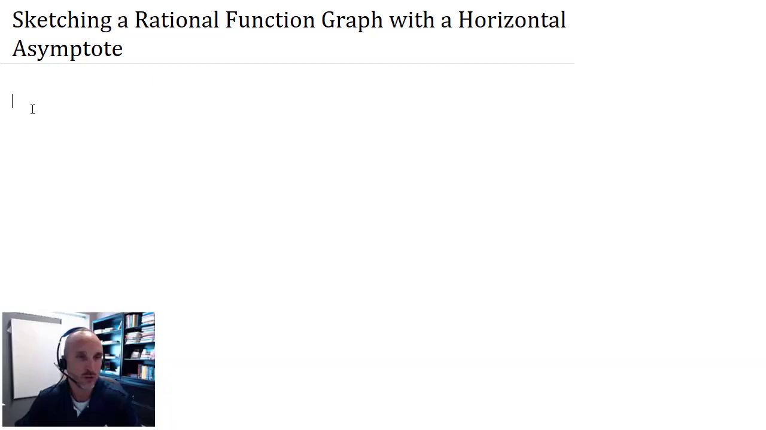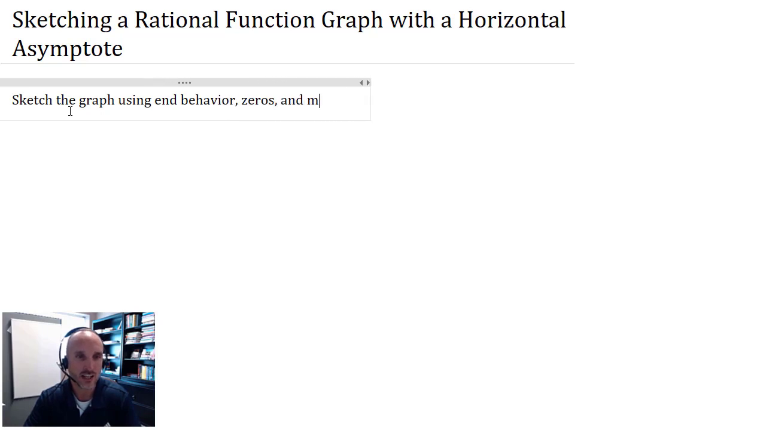So far, all of our rational function examples in our videos have had ends that grow in either the positive or negative direction. We want to take a look at rational functions where the ends have a horizontal behavior. Okay, so we're going to do this using end behaviors and zeros and multiplicities, number line chart. So sketch the graph using end behavior, zeros, and multiplicities.